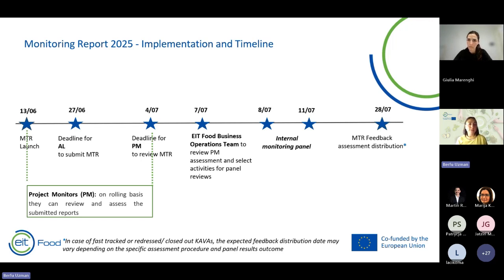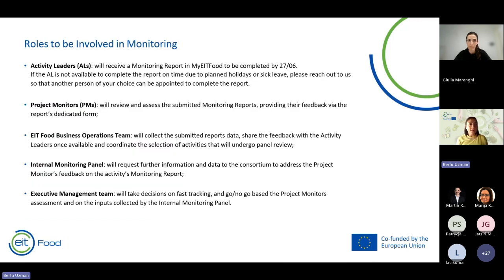On 28th, after the panel there will be some checks, some back and forth, and then the feedback assessment distribution, which is going to be on 28th. An important note: if there is a decision regarding a fast-tracked project, a redress, or a close-out decision for a CAWA, then this expected feedback distribution date may change. So it may be a little bit delayed beyond 28th. But in normal circumstances, many of the projects will be able to receive the feedback on 28th.